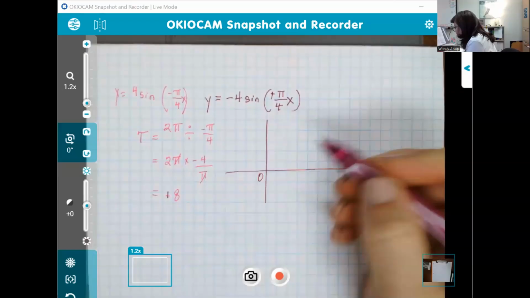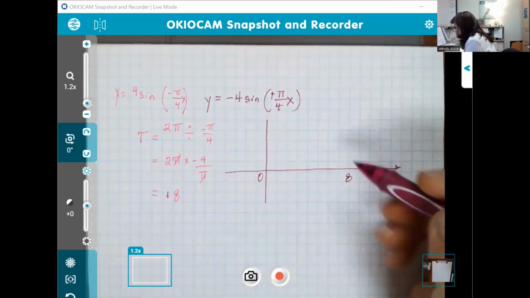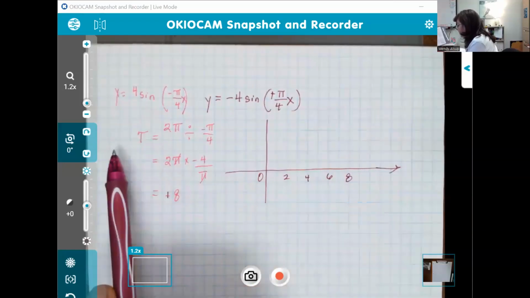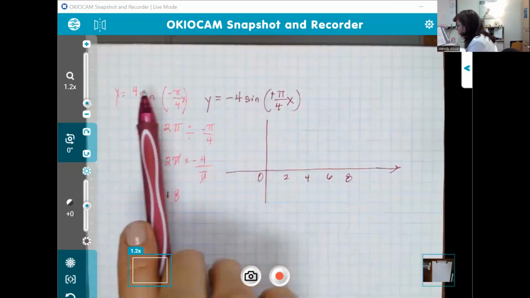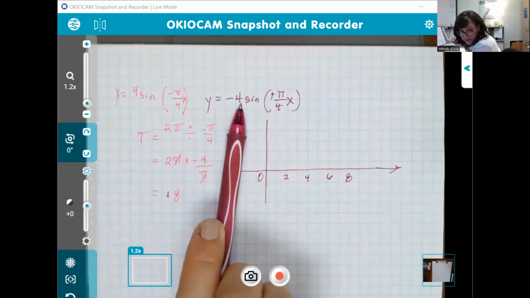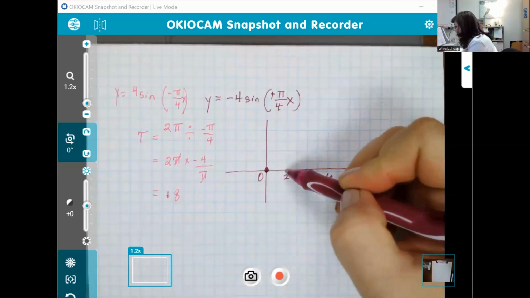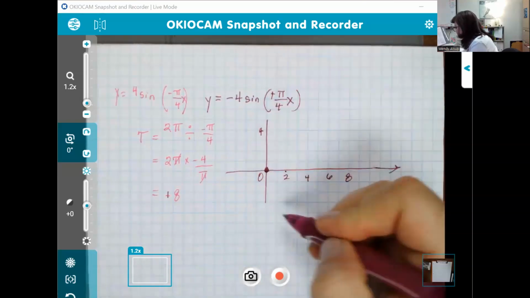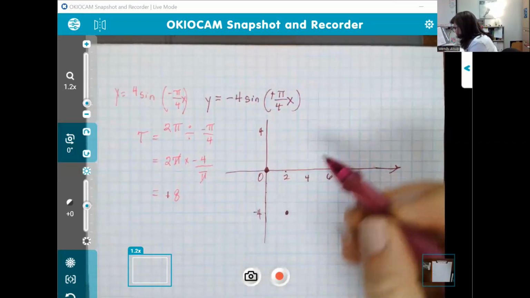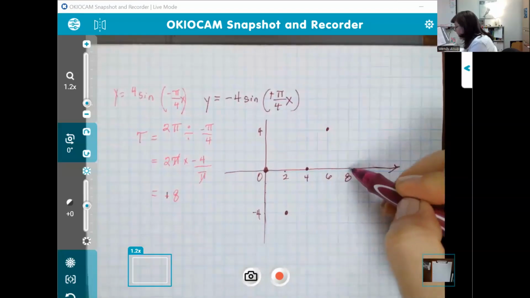All right, we're going to start here. I'm going to let each one be 2: 2, 4, 6, 8. Here's 8. Divided in half, that would be 4, and then 2 and 6. Instead of going up and down to 1, we're going to flip it upside down and go up and down to 4. We'll still start at 0, 0, and at 2, normally we would be up at +4, but because of the negative, we're down here at -4. At 4, we're back to 0. At 6, we're up to 4, and at 8, we're back to 0.